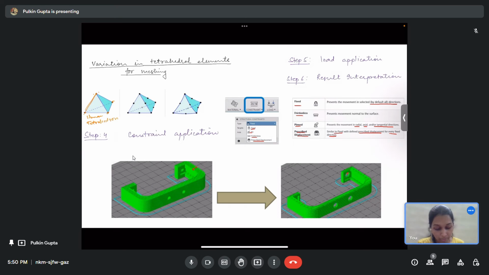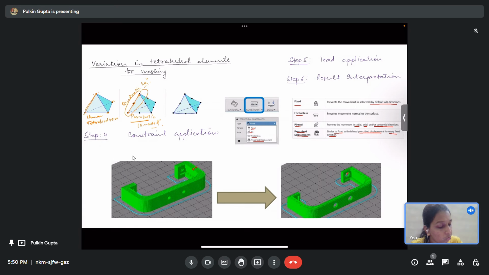Okay. Now this is your parabolic tetrahedron. Why? Because there are 3 nodes approximating each edge. Okay, so 3 nodes means a quadratic equation would define 3 points, you can have a quadratic equation defined. So that is why it is giving you a parabolic one. So it is a 10 noded element.